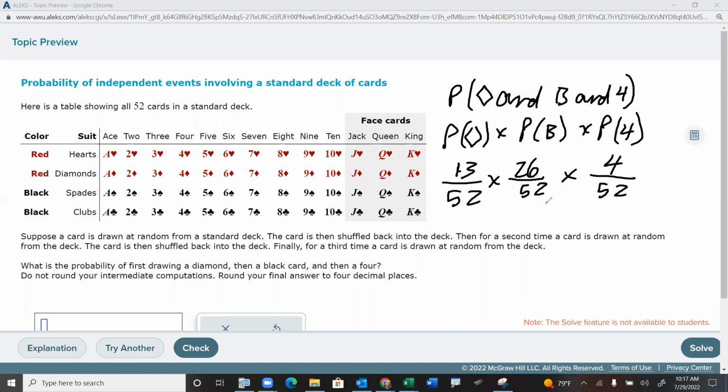Okay. And then we multiply it out. 13 and 26 and 4 on the top, 52 to the third power on the bottom. And let's see. That's going to give us, well, let's just say it's not very likely. 0.0, how many decimal places? 4.